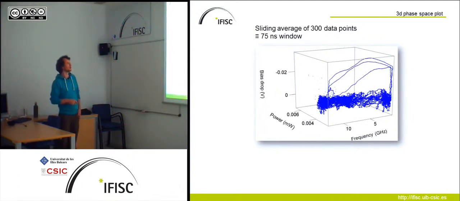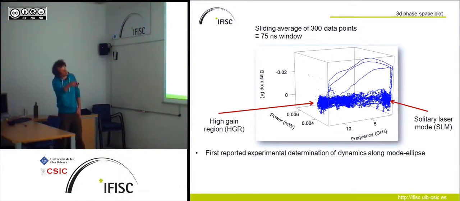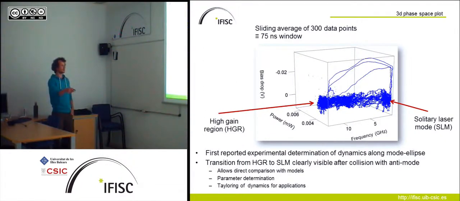To go to a slightly different representation, which is also many times used in modeling, we now make an equivalent to the phase space. Here, instead of plotting against time as I did before, I just plotted against the 3 other dimensions we extracted. So here is the frequency. The solitary laser mode is around here. Then the laser basically goes down here along the modes of the external cavity, and as soon as it reaches the highest gain region, at some point it collides with the anti-mode and it gets rapidly reinjected into the region of the solitary laser mode. So this is rather textbook, it's almost like you see it in many numerical simulations.